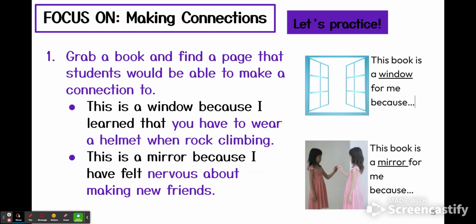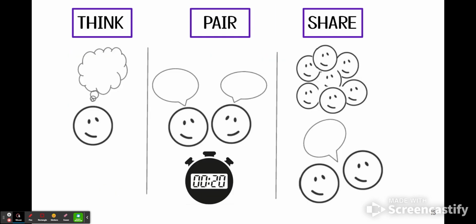If you'd like to practice making connections, you can grab a book and find a page that you think students would be able to make a good connection to. Again, you can use these examples, these sentence starters, to help students. This is a window because, or this is a mirror because. Again, you can give students a chance to think, pair, and share about the connections that they make.